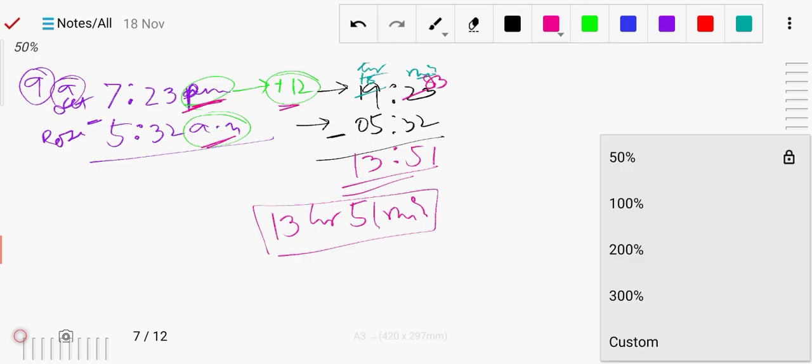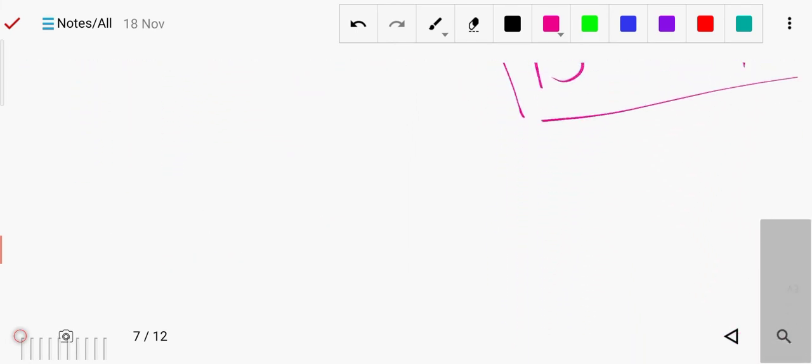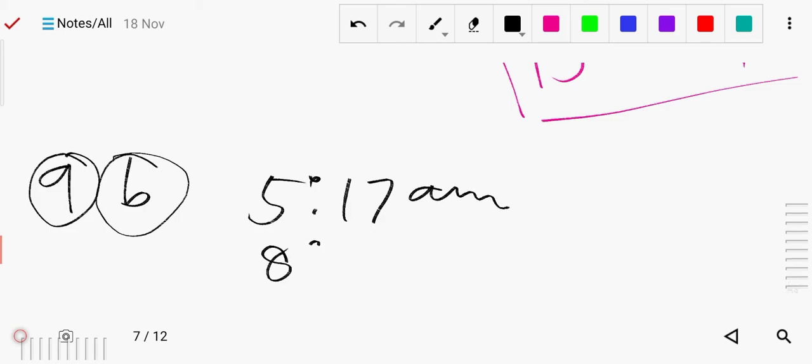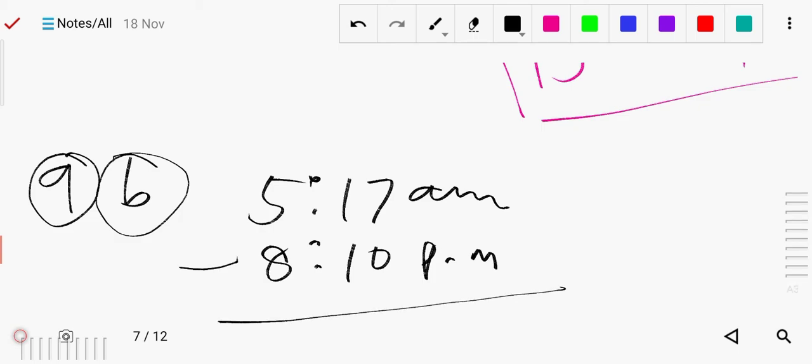Now next, number 9b from the same question. In this 9b it is given that on the same day the moon rose at 8:10 p.m. and set at 5:17 a.m. Two times are again given, so you can do the same thing. So 5:17, which is AM, and here is 8:10 p.m. Okay, and you have to subtract these two.